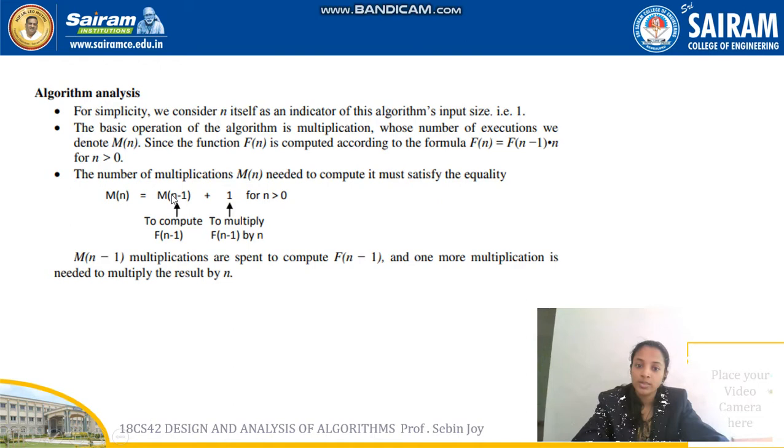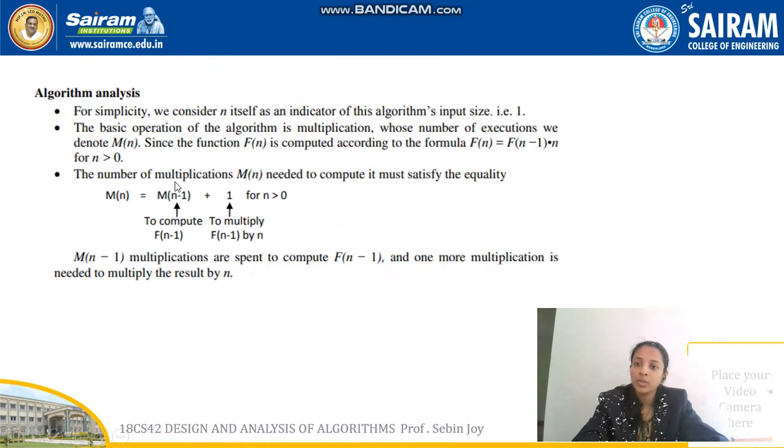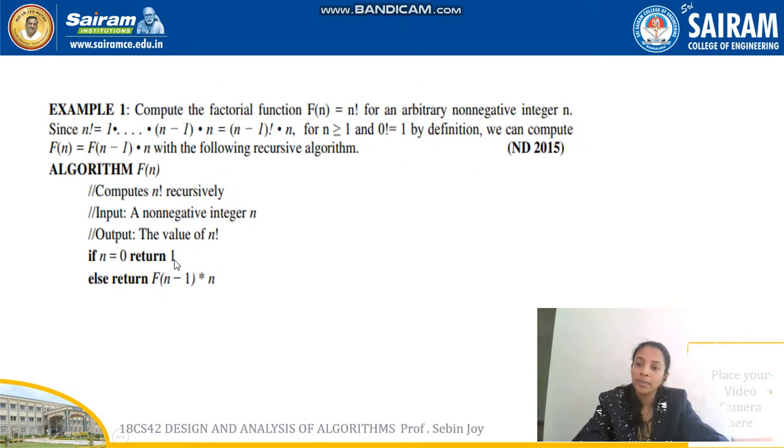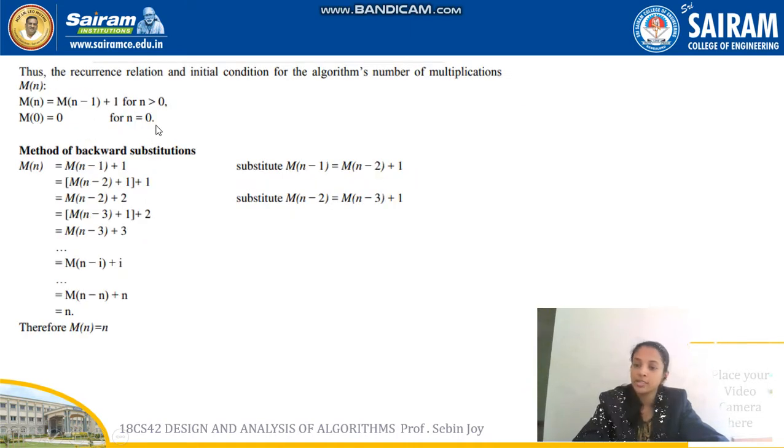So you know how to solve this one. M of n is equal to M of n minus 1 plus 1. You are using the substitution method here. And M of 0, how many multiplications? 0 multiplications. So M of 0 is equal to 0 is also there, for n equal to 0.